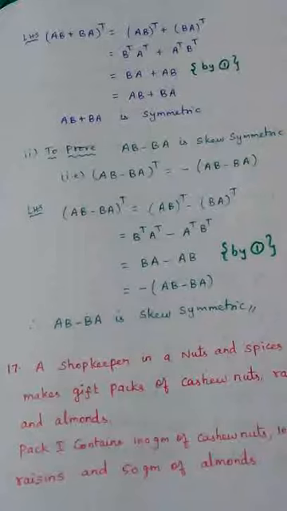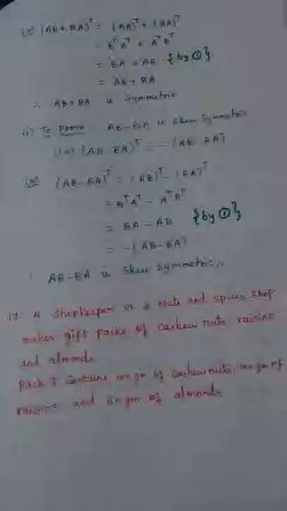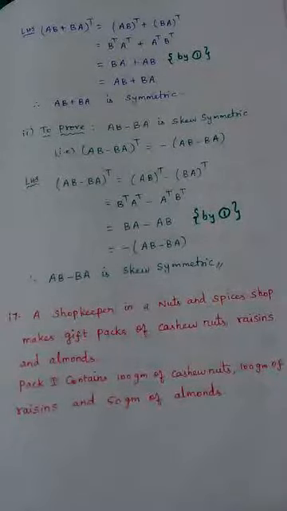Now we'll go for question number 17. Problem number 17. A shopkeeper in a nuts and spices shop makes gift packs of cashew nuts, raisins and almonds. Again I repeat, a shopkeeper in a nuts and spices shop makes gift packs of cashew nuts, raisins and almonds.